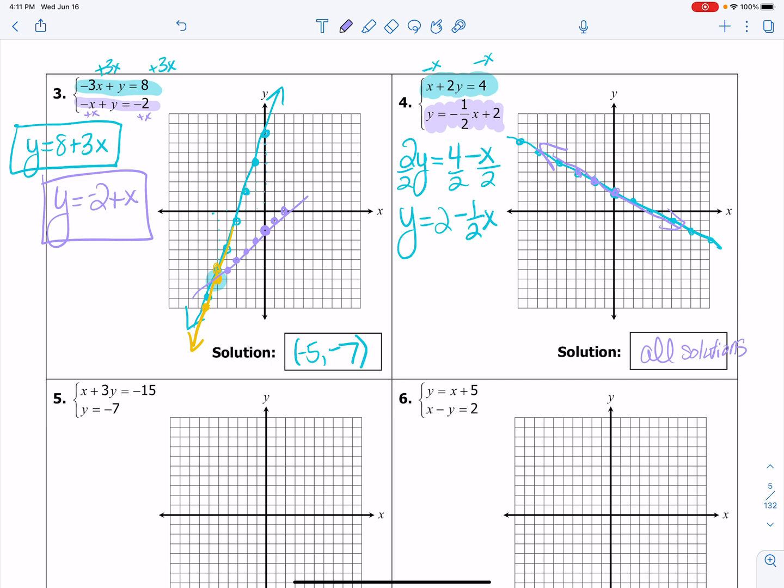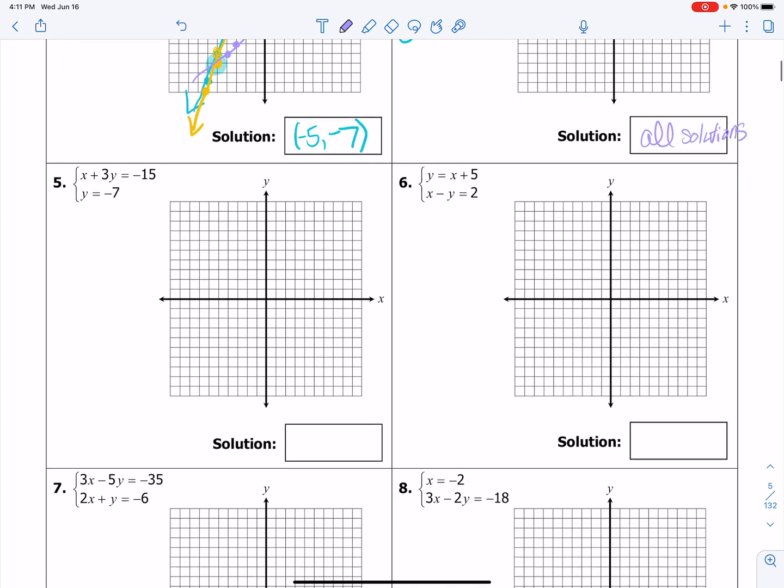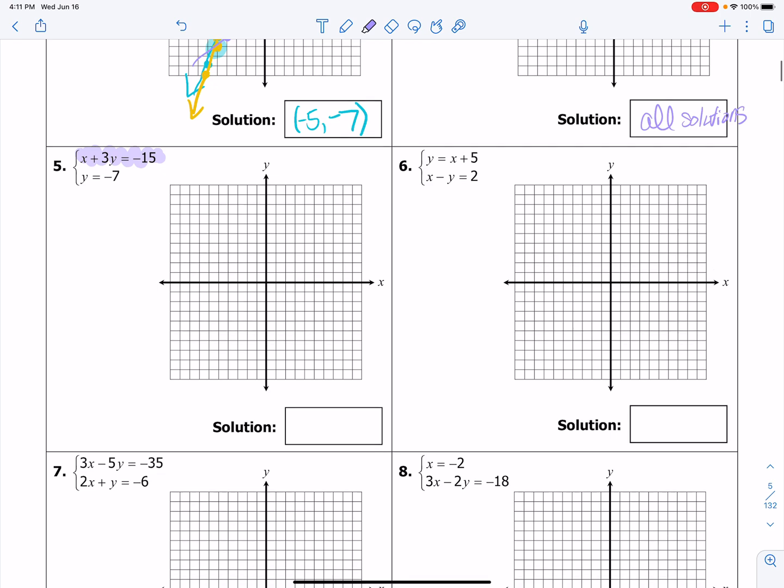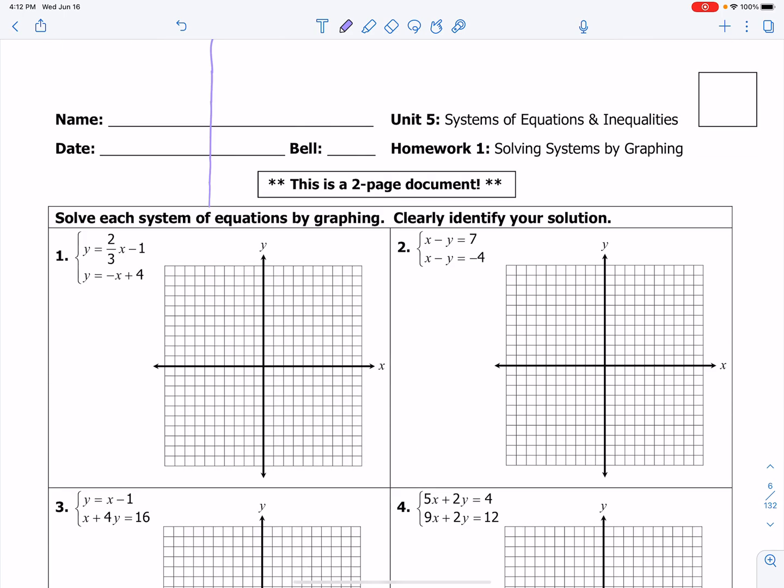All right, so let's take a look at the next one. I'm going to do 5 and I'm going to do 6. Okay, on 5, I'll just go ahead and keep purple. I'm going to solve for y, so I'm going to minus x and minus x, and I get 3y equals -15 minus x. I'm going to divide by 3, and y equals -5 minus 1/3 x. So I go through at -5, and I'm going to count up 1, back 3, up 1, back 3.